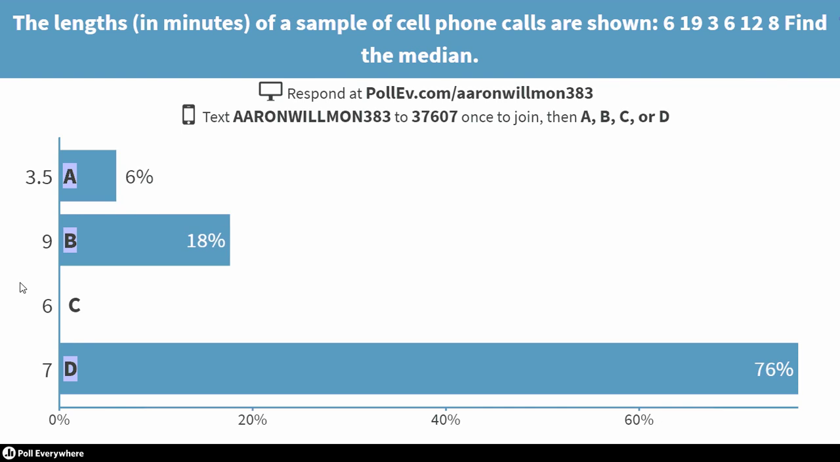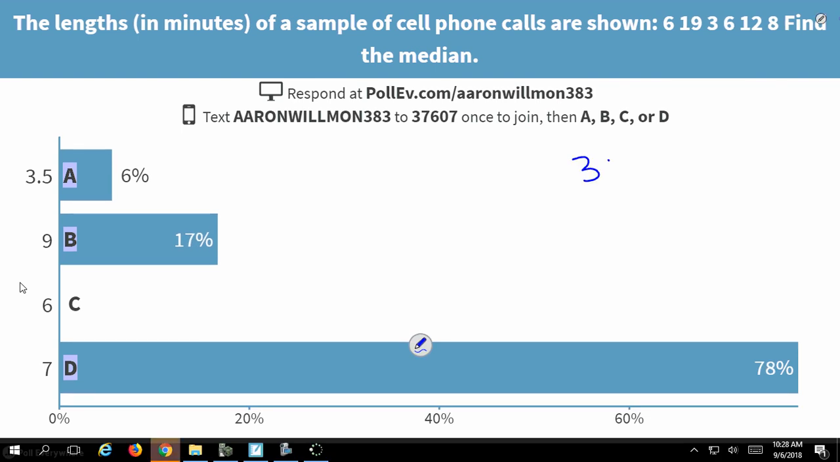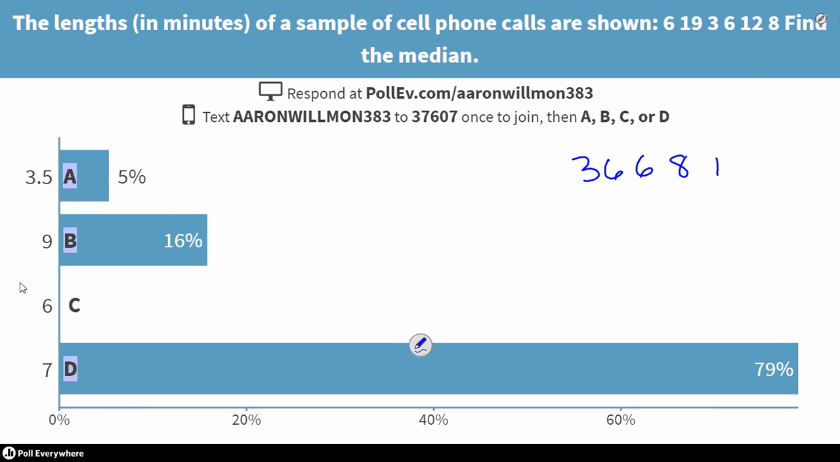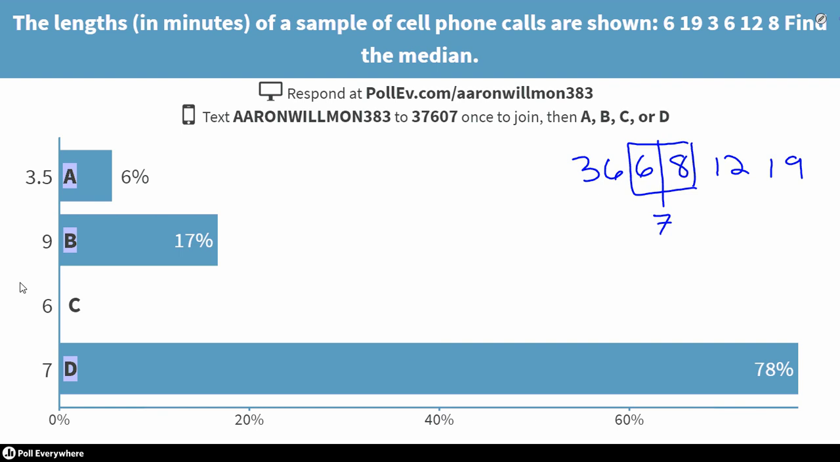So most of you say 7. If you write them in order, there's 6 values. The middle 2 are the third and fourth values. Take the average. 8 plus 6 is 14. 14 divided by 2 is 7. Also 7 is halfway between 6 and 8. So that's the median. The median is 7. Questions? You got it? Okay.